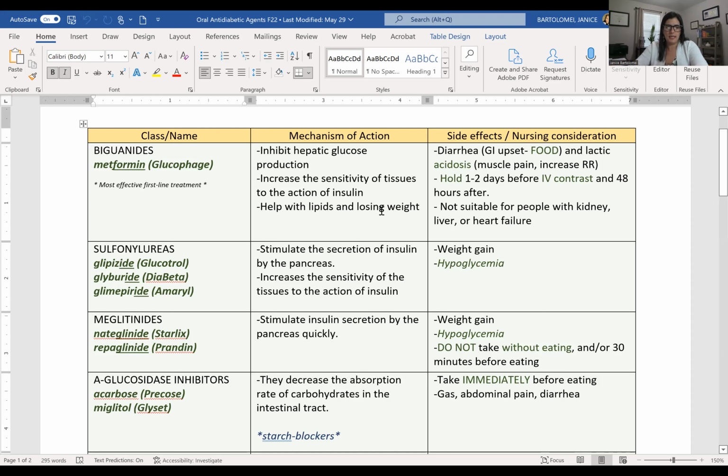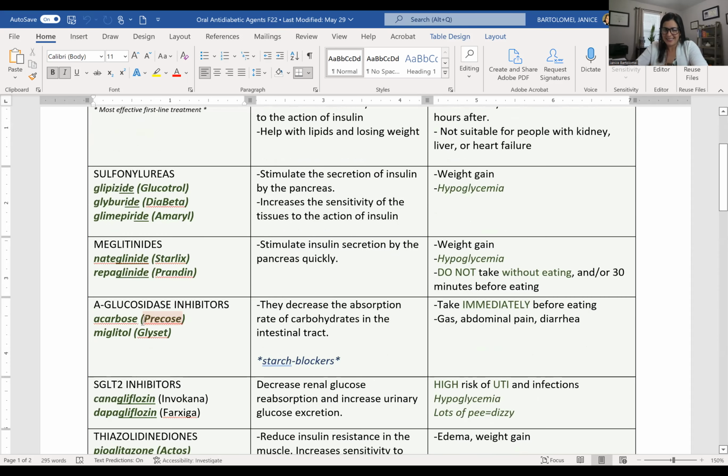The next class is meglitinides. They end in glinide. Stimulate insulin secretion as well from the pancreas. So careful with hypoglycemic events. They're more common. Not that every insulin or hypoglycemic agent can cause hypoglycemia, but it's more likely whenever they stimulate insulin in the pancreas. So anyway, so hypoglycemia, they also can cause weight gain, and you do not take it without eating or 30 minutes before eating.